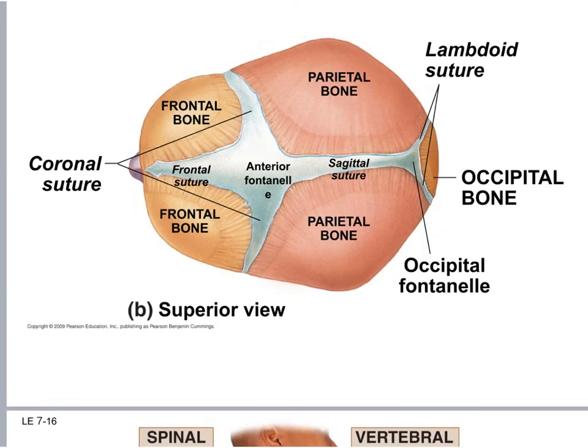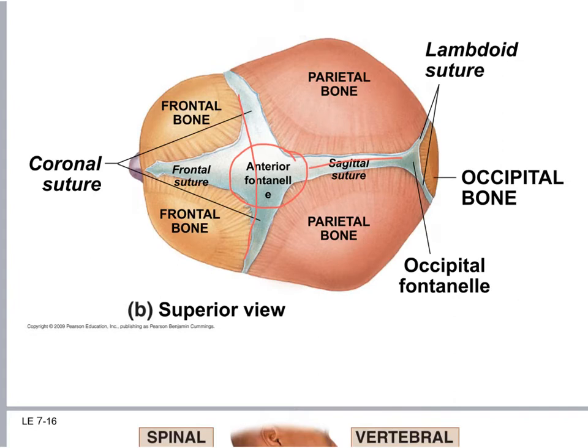And the one on top of the head that we're more familiar with is called the anterior fontanelle. So it's where the sagittal suture meets the coronal suture. And it's a large fontanelle. It's a very large one. So that's the soft spot that we normally think of on the top of a baby's head. And you have to be careful.